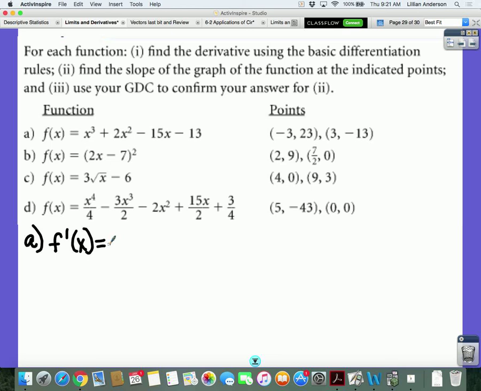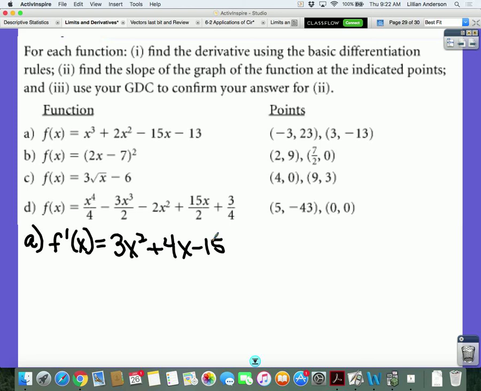x to the third? 3x squared. You bring the exponent down, subtract 1. What about 2x squared? Well, it's 4x. What about negative 15x? Minus 15. What's the derivative of negative 13? 0. So there's your derivative.